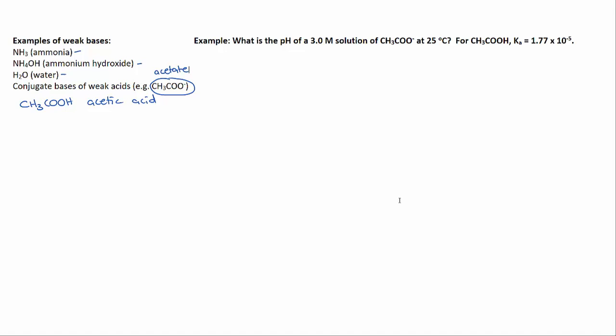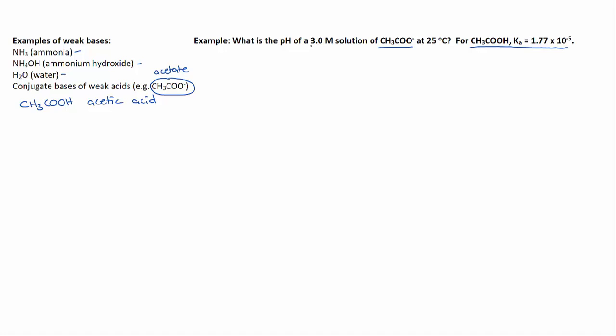base. In our example here, we're asked for the pH of a 3 molar solution of acetate anion at 25 degrees Celsius, and we're given the Ka value for the conjugate acid of acetate, which is acetic acid. The first step here would be to recognize that we have a weak base. We could know that this is a weak base just based on the information in the question because we're told the Ka value for the conjugate acid, and this Ka value is much less than 1, so we know acetic acid is a weak acid, and thus its conjugate base is a weak base.